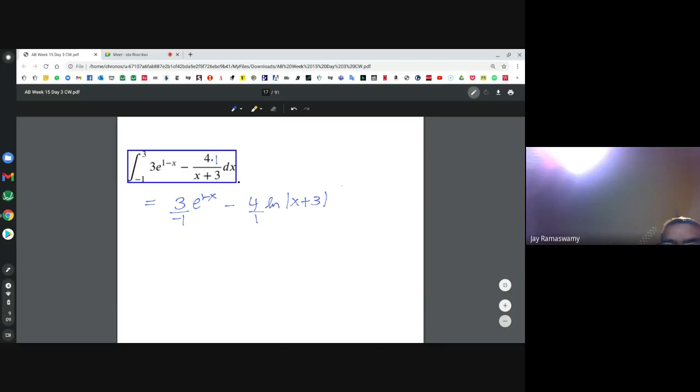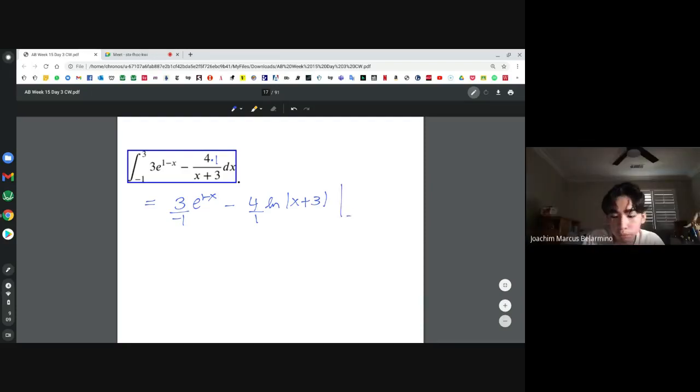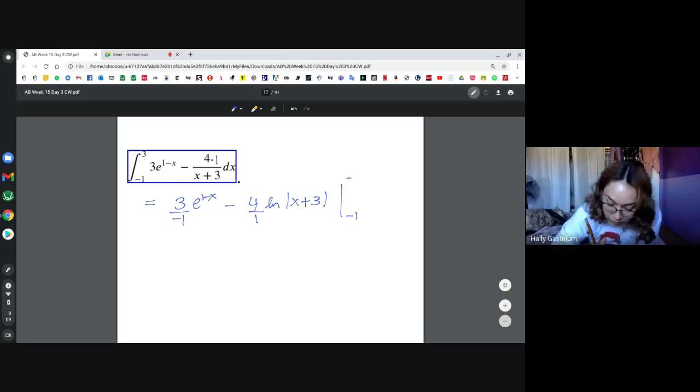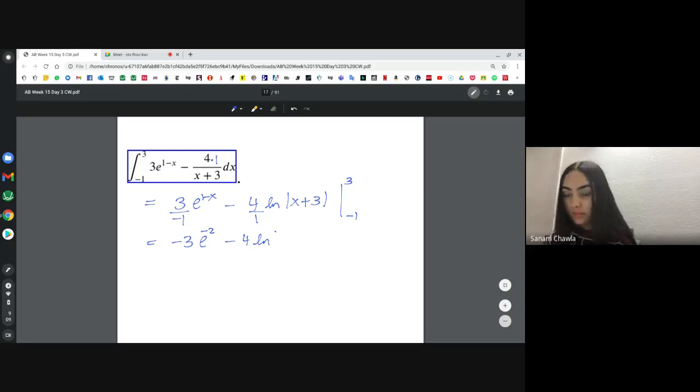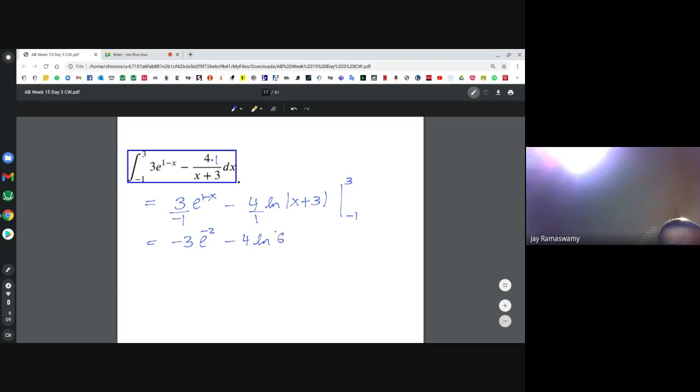And then lower limit is negative 1. Upper limit is 3. Okay, so remember, this guy is negative 3. I'm going to plug in the upper limit first. So e to the power of negative 2. Okay, we're plugging in 3. Minus 4 ln of 6, since 3 plus 3 is 6. I don't need the absolute value, it's a positive number.